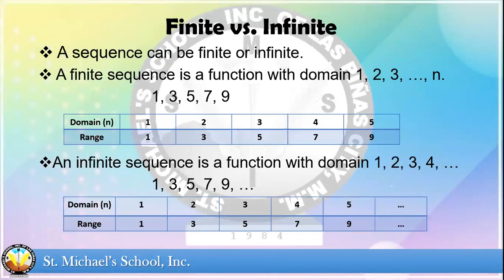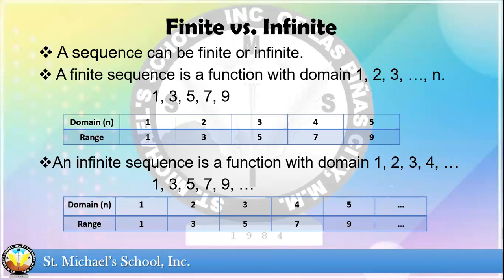A sequence can be finite or infinite. When we say finite sequence, as we see in our given sequence 1, 3, 5, 7, 9, there is a specific number of terms, and then it stops. So it is also called a function with the domain 1, 2, 3, 4, and 5, then range 1, 3, 5, 7, and 9.